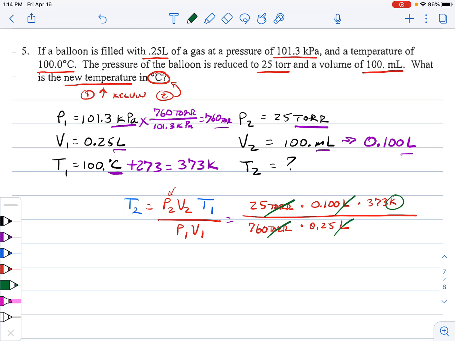When I plug it all in, I get T2 being 4.91 Kelvin. But I need to change that back to degrees Celsius. The way I do it, I subtract 273. That gives me negative 268 degrees Celsius.